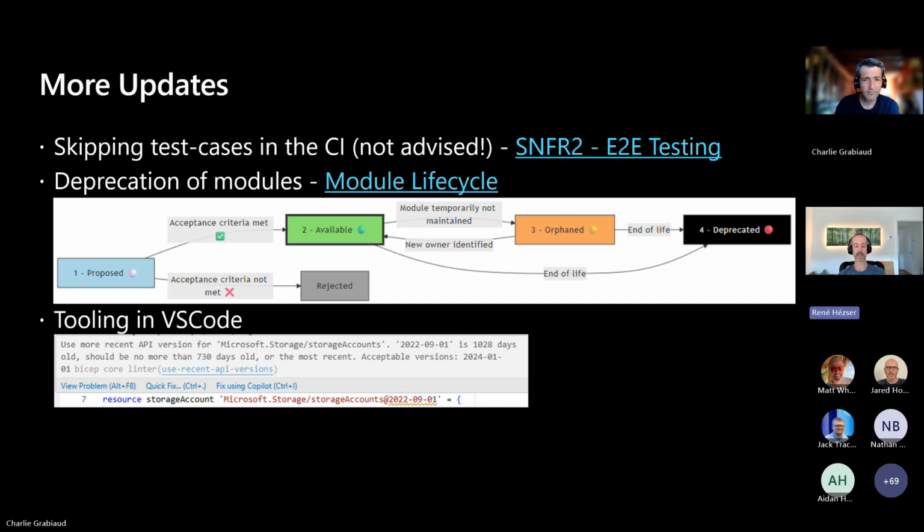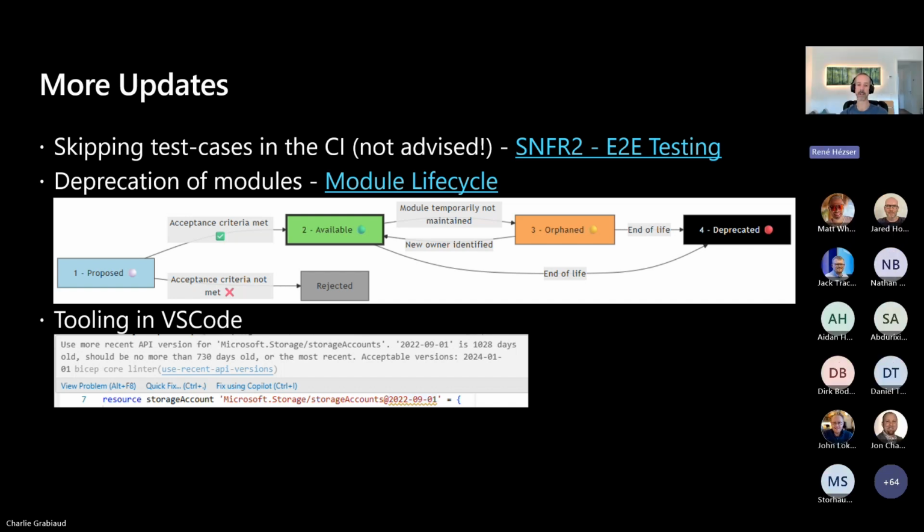Another one is that as a module owner, you can now skip CI tests, which is not advised, but sometimes it is necessary. For example, if you can only deploy a certain service in a subscription one time, or a subscription needs to be whitelisted for a certain service, then it is possible to exclude the deployment of test cases in the testing environment. Still, the tests appear in the changelogs. Still, the tests appear in GitHub, so you can use them as reference for documentation.